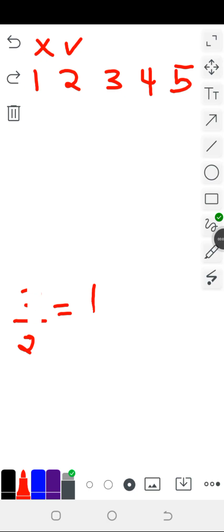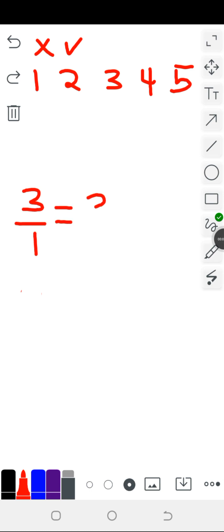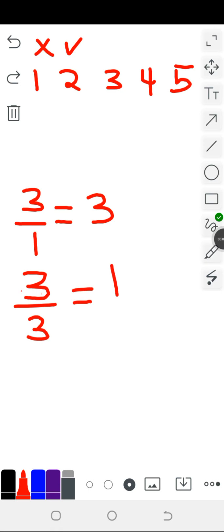Now the next number after 2 is 3. Is 3 a prime number? We say yes. Reason being that 3 can divide 1 to give us a whole number, which is 3. Also, 3 can divide itself. Itself of 3 is 3, to give us a whole number, which is 1. Aside from these two, there is no other number that 3 can divide to give us a whole number. So we say 3 is a prime number.